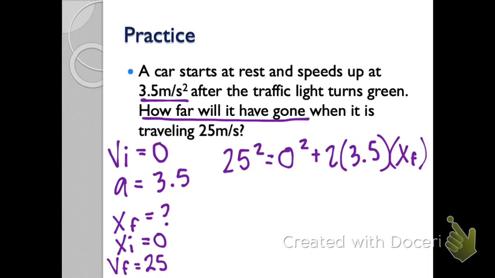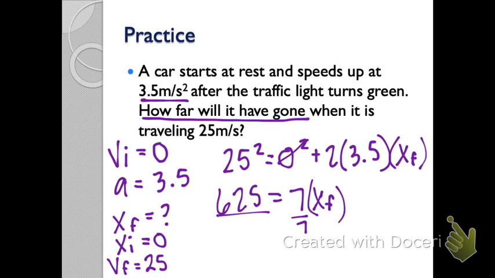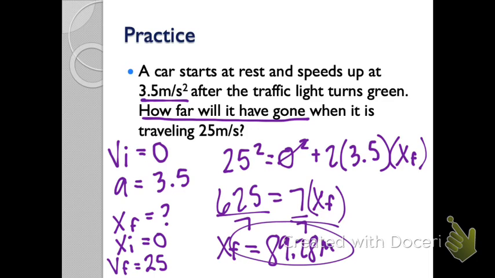What's the value for 25 squared? I don't know what that is. Okay, that's what I thought. Okay, wow. 7 x final, right? That 0 squared gets dropped. 7 times xf divided by 7, and I get a final displacement of 89 point something meters. We agree there? Yes.